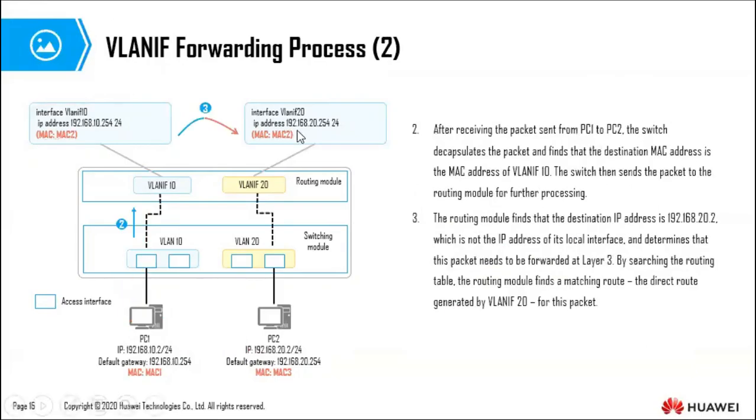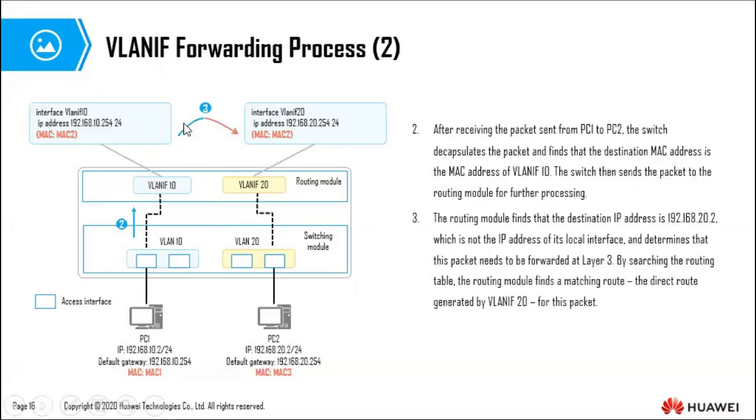Process number 2. After receiving the packet sent from PC1 to PC2, the switch will decapsulate the packet and find that the destination MAC address is the MAC address of VLANIF 10. The switch then sends the packet to the routing module for further processing. So the switch will check the destination MAC address for the VLANIF, and send it to the VLANIF interface.